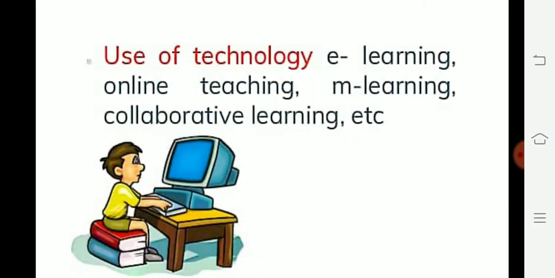Use of technology: e-learning, online teaching, m-learning, collaborative learning, etc.